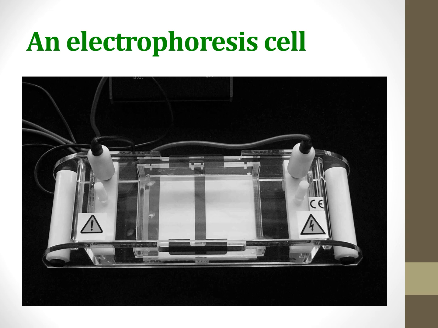You can see the electrodes that are there and space in the center, which is where the gel will be produced. So that little square box, that's where our gel would sit, and that's what's going to allow our DNA fragments to move through.